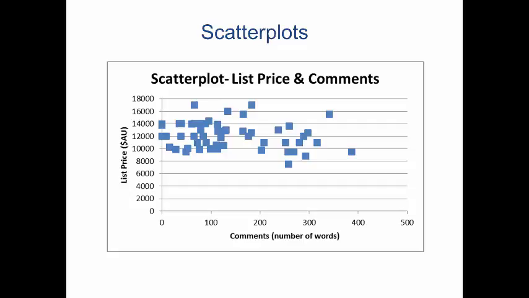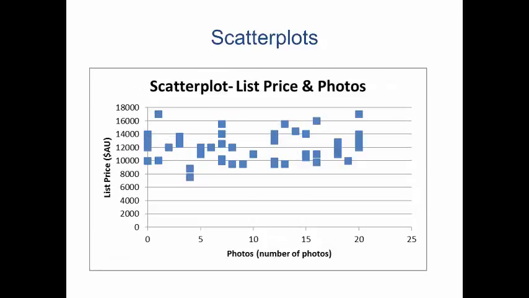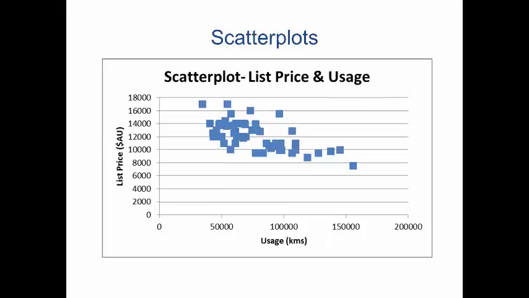Here you can see I'm presenting the relationship between the number of comments and list price, and to me it looks like there's no relationship there really. So it's always good to look at our scatter plots first before looking at our correlation coefficients. Okay, now here you can see the relationship between the number of photos and list price. Again, weak to no relationships there, in my opinion.